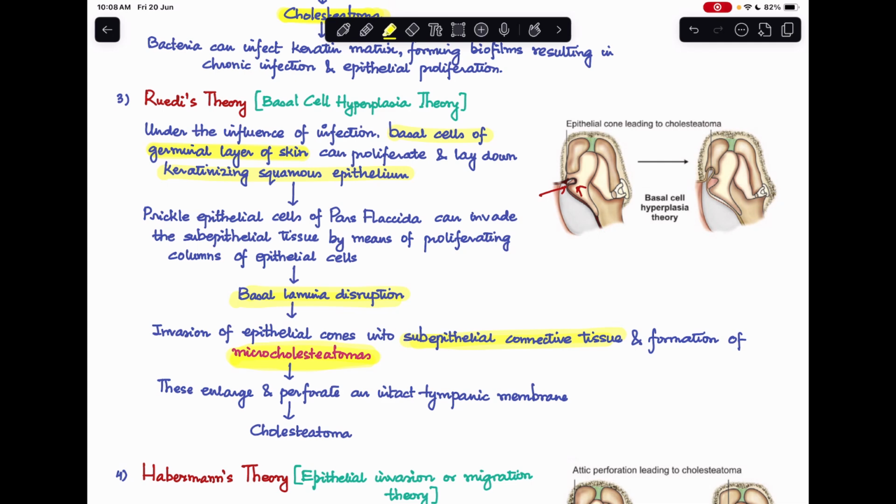These microcholesteatomas will now enlarge and perforate an intact tympanic membrane, leading to the formation of a cholesteatoma. So this is basically starting from an infection which leads to hyperplasia of the basal cells of the germinal layer of skin. This is about Ruedi's theory.